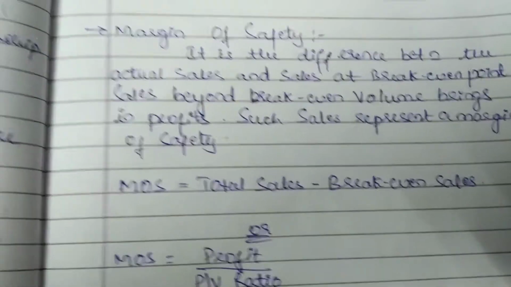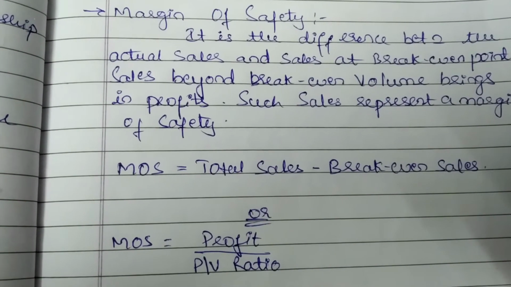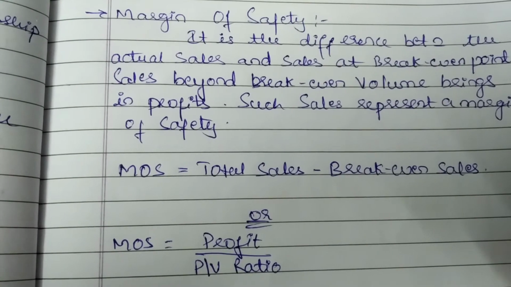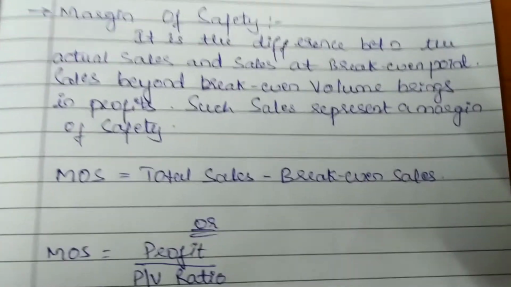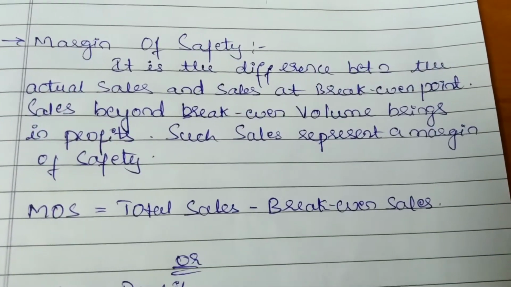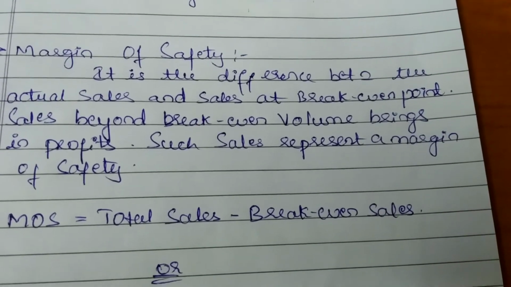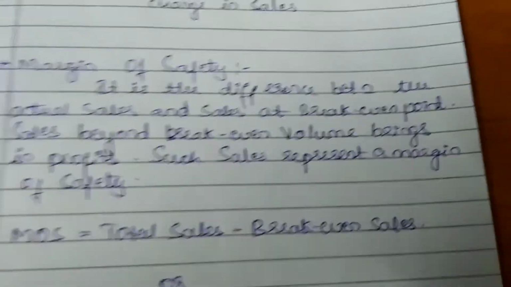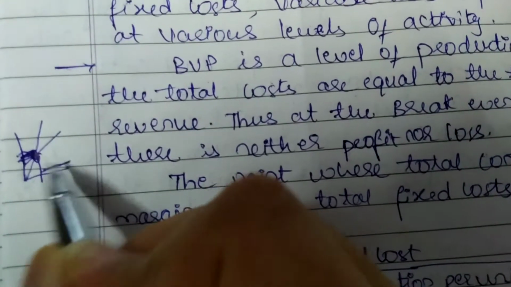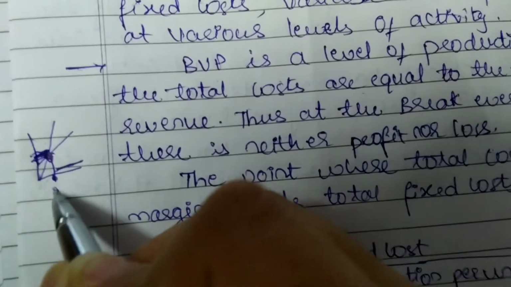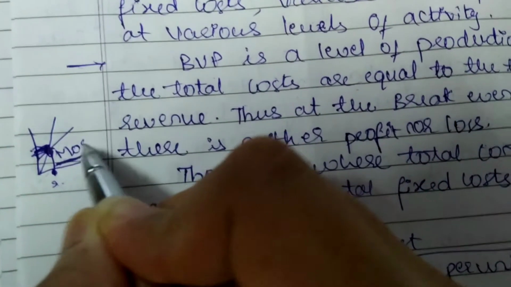Margin of safety is the difference between the actual sales and the sales at the break-even point. Sales beyond break-even volume bring in profit. Such sales represent a margin of safety. As I showed you in the diagram, this is the margin of safety, where you have reached the total sales or production. This level is known as the margin of safety.